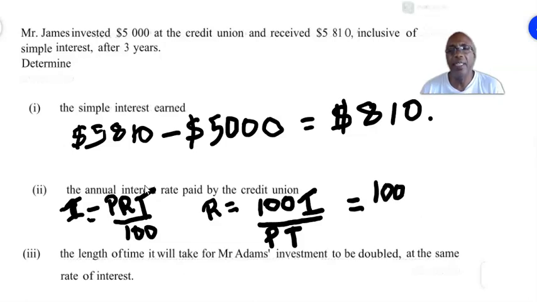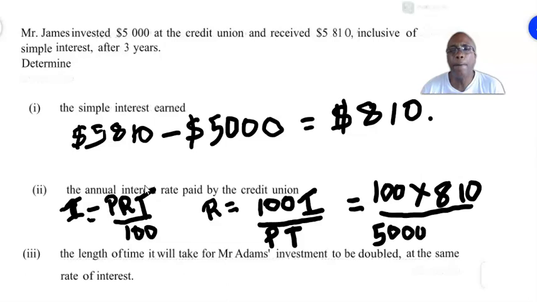100, the interest we found was $810, over the principal, which is $5,000, and the time is 3 years. That's it. We work this out to find the rate percent.